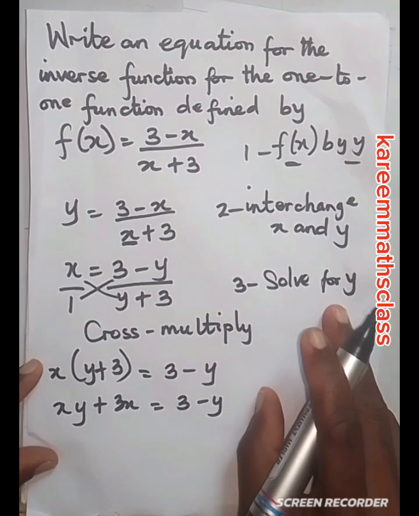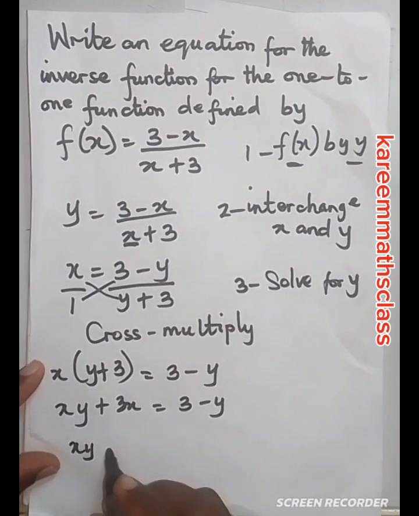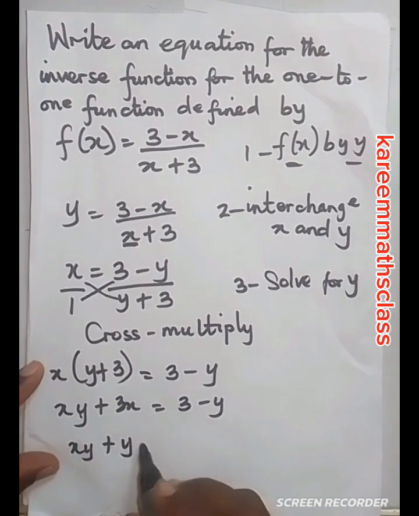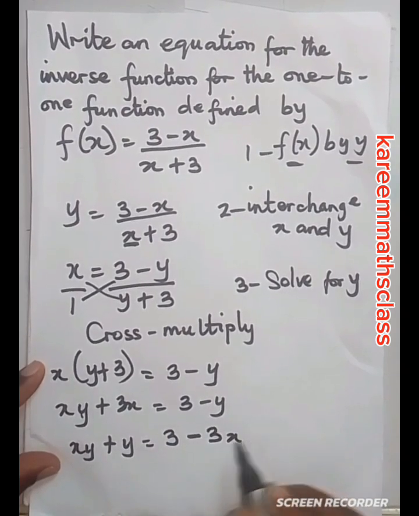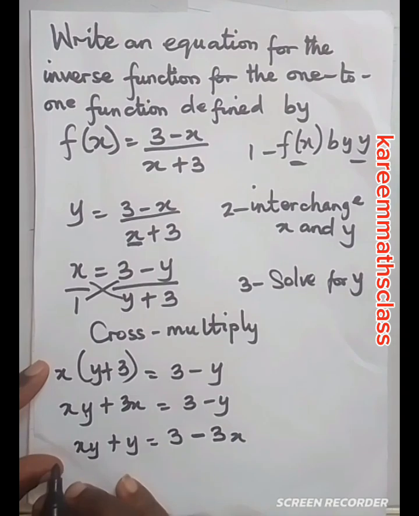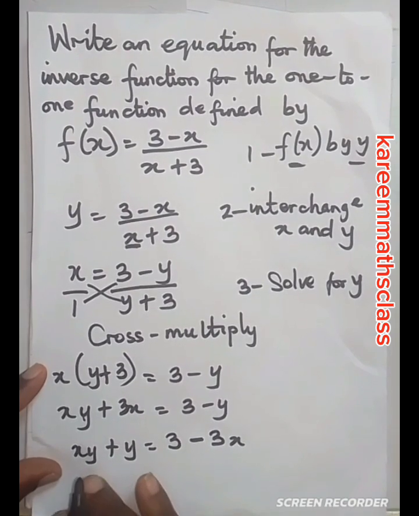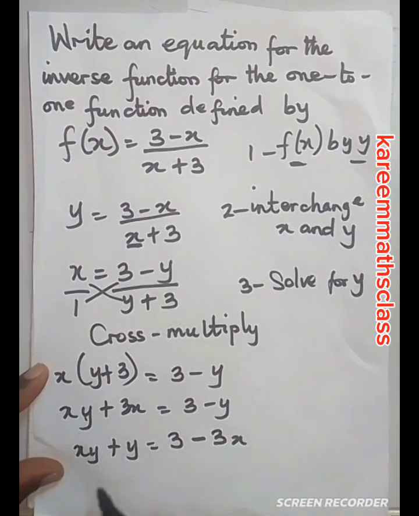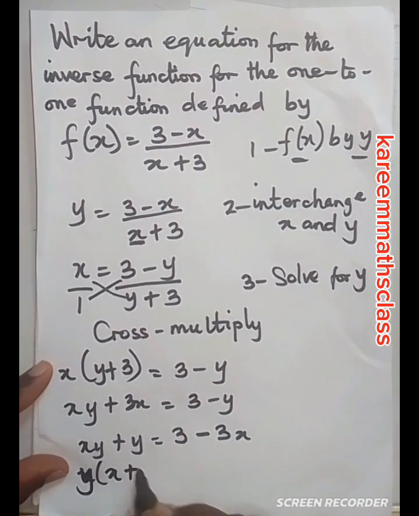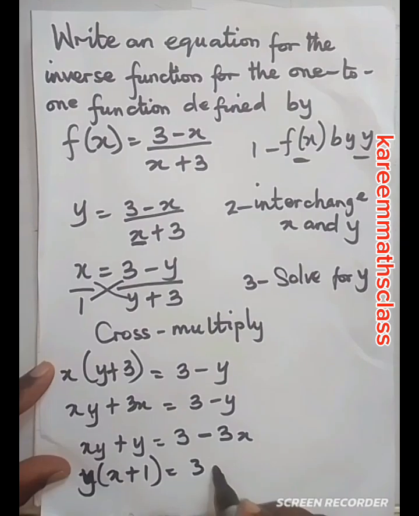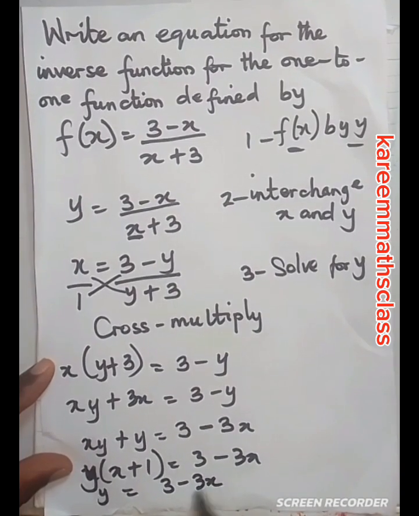So we collect the y terms on one side and the x on the other side. So we're going to have xy plus y. If this minus is coming here, it becomes plus y is equals to 3 minus 3x. Because we're solving for y, we have xy plus y is equals to y in bracket x plus 1, because y is common, which will give us 3 minus 3x. So our y will be equals to 3 minus 3x over x plus 1.